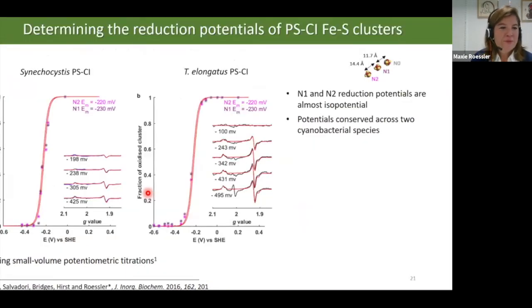So armed with this technique, then Catherine was able to determine the reduction potentials. And what she found, much to our surprise, I have to say, is that N1 and N0, so the two clusters adjacent to each other here, actually have very similar reduction potentials.